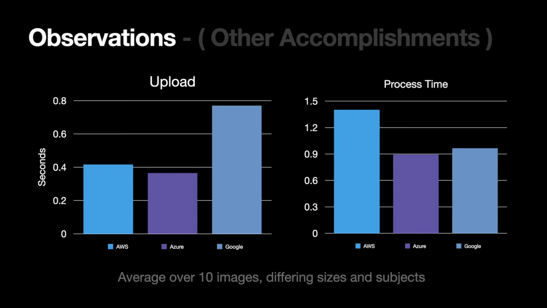For actual process time when processing the file, Azure and Google are usually pretty close together at usually less than a second. AWS, though, on average, is about 50% higher, at a little bit less than 1.5 seconds. This may not matter for all use cases, but if you care about minimal latency when processing files, this is something to watch out for.